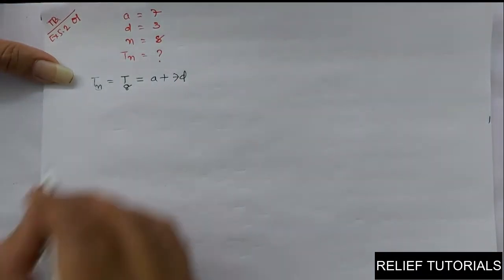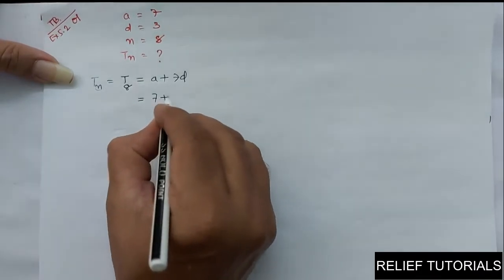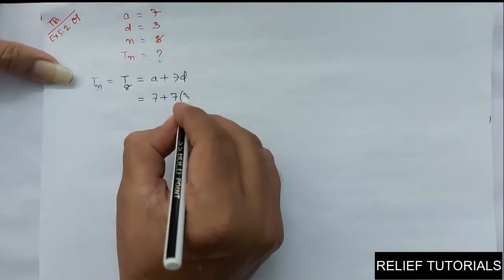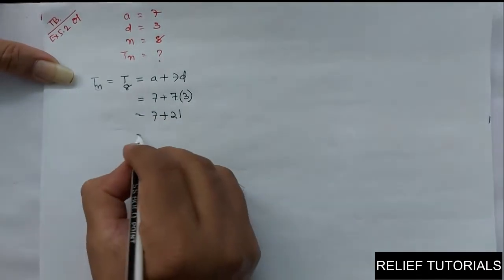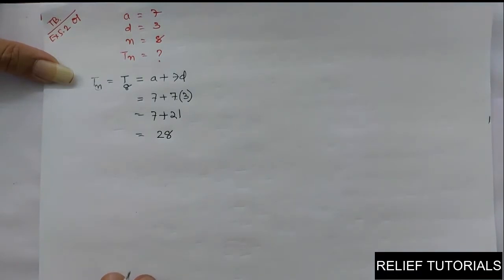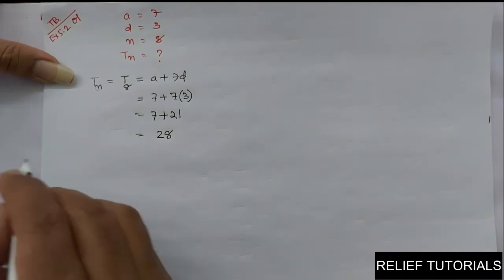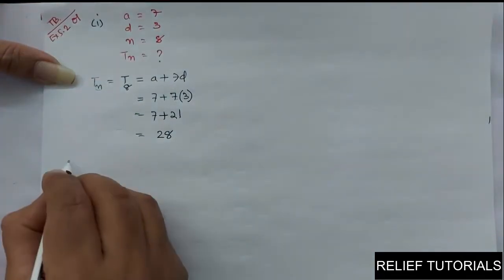Clear? 8 means 7D. Now A is 7 plus 7 into difference. Difference is given 3. So that is equals to 7 plus 7 3s are 21. So that is equals to 28. So 8th term of the series is 28. Clear? So this is question number 1. Now 2.